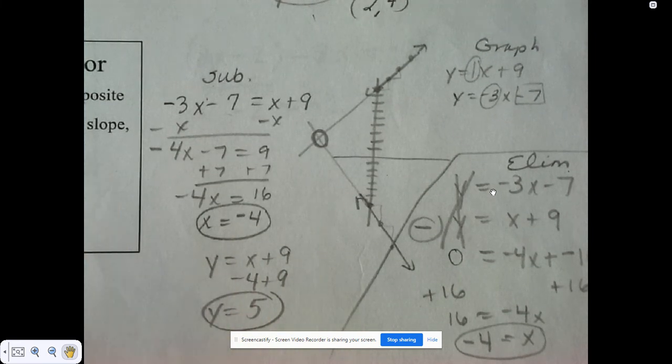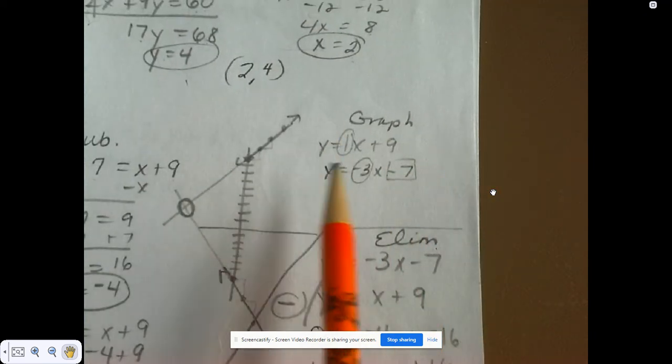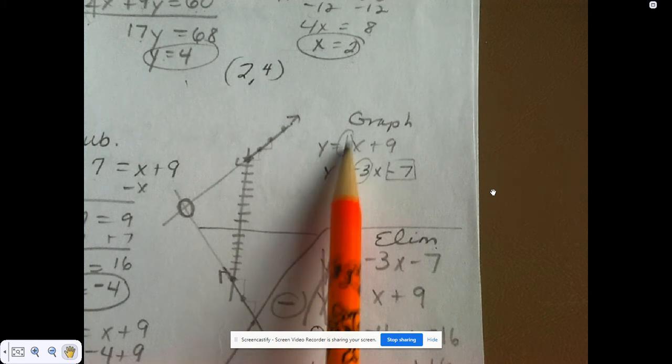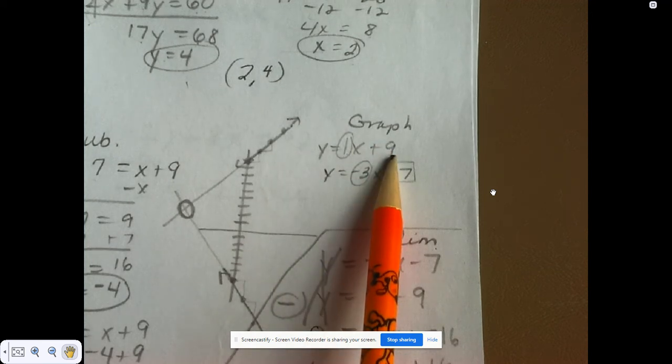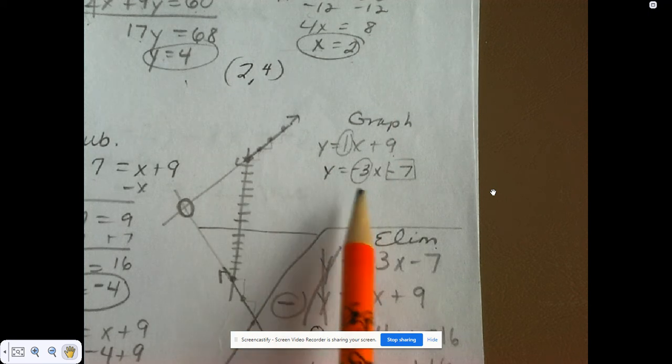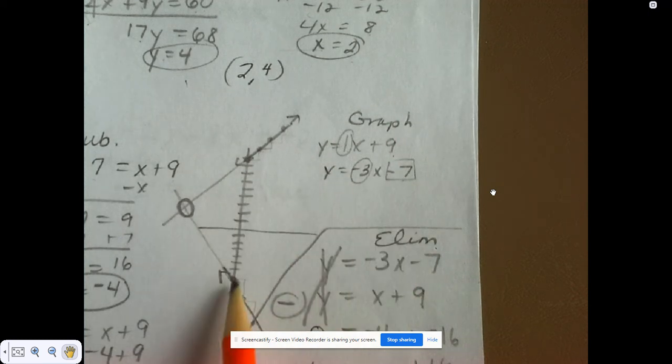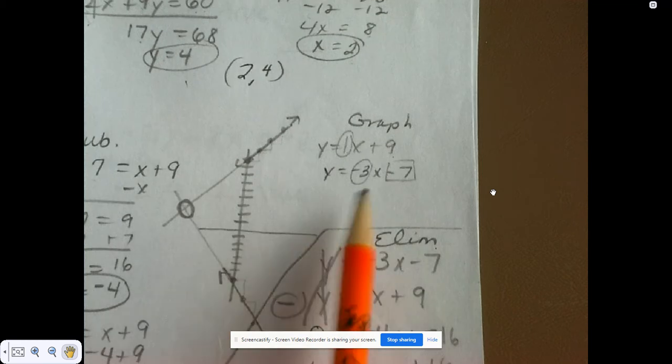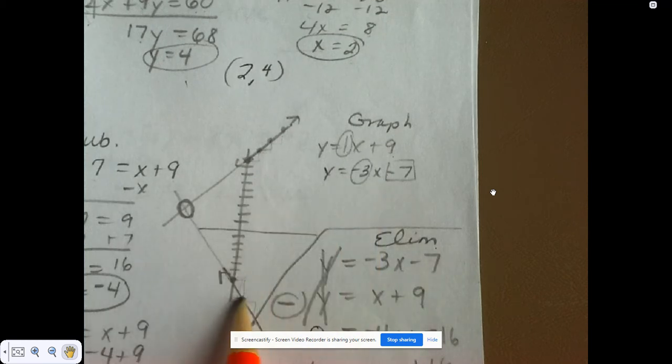If you didn't want to go about doing it that way and you wanted to graph it, over here I circled my slope. And this is my starting point, my y-intercept. So I start at 9 and I go over 1, up 1, over 1, up 1, over 1, up 1. Again, I start at negative 7, so way down here for my y-intercept, and I go over 1, down 3, over 1, down 3, over 1, down 3.